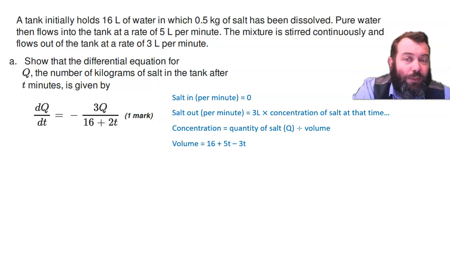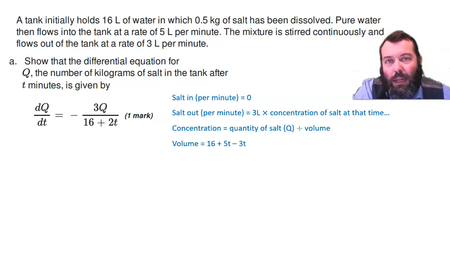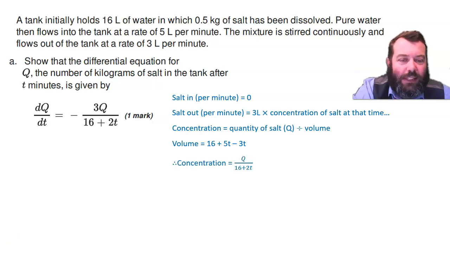That tank might start with 16 litres of water, but when 5 litres go in and 3 litres go out, that's increasing the quantity of water in the tank every minute. So if you like, we can come up with this little function of volume. The volume as a function of time is 16 plus 5 litres per minute minus 3 litres per minute. So we could say it's 16 plus 2t is the volume of the tank. The concentration is however much salt is in there divided by 16 plus 2t.